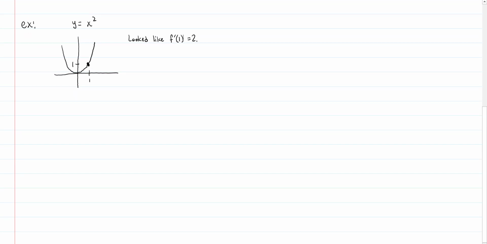Now, in the last video, we started by looking at the parabola, y equals x squared. And we were looking at the point (1, 1) on the parabola. And based off what we did, it seemed like the slope should be about equal to 2. Now let's try to prove that that is actually the case.